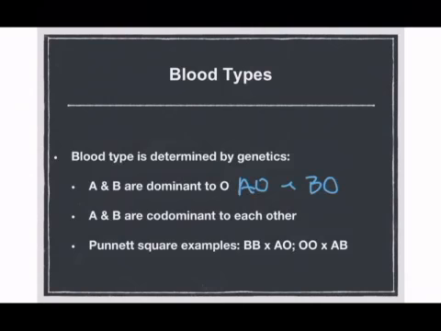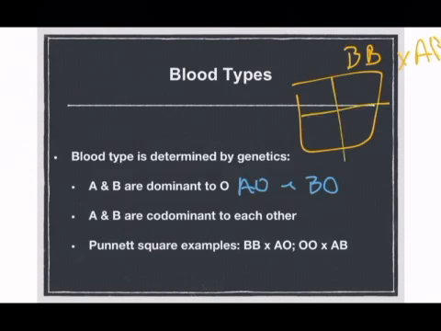So back to biology, genetics, right? If we have a parent who has type B and another parent who has AO, what we can do is build what we call a Punnett square, and we write one parent across the top and another parent across the side, and then we just fill in the boxes.